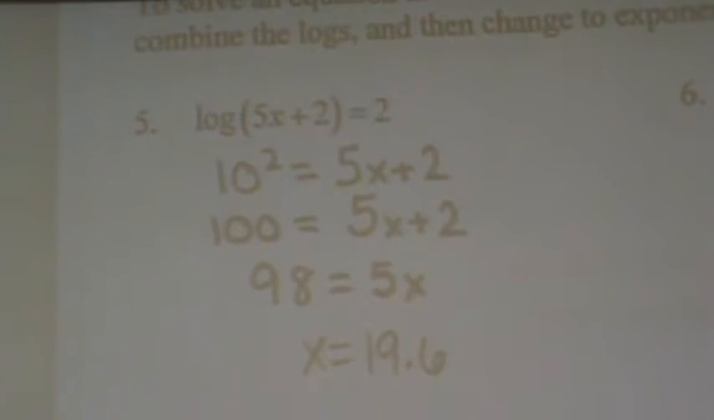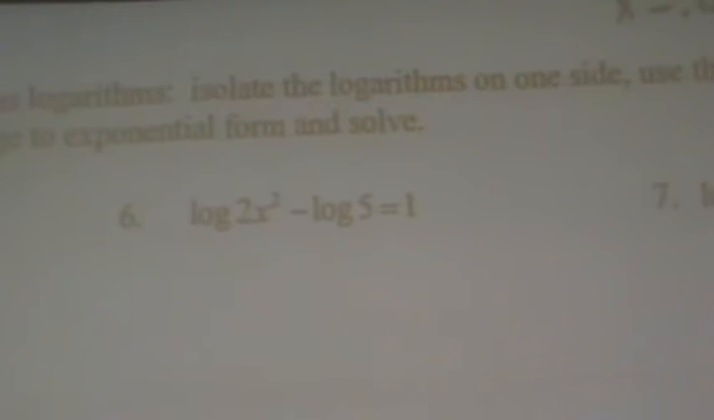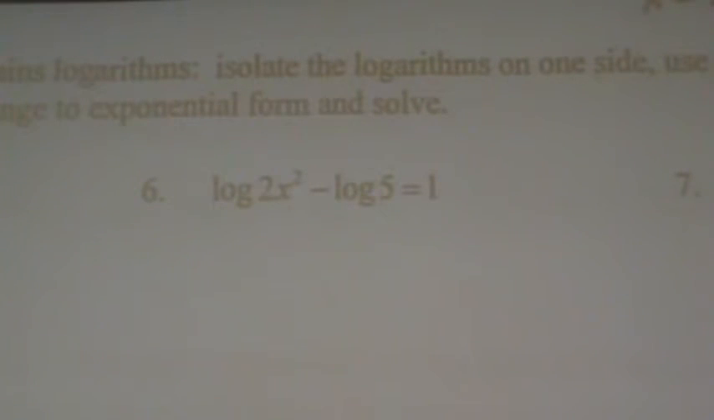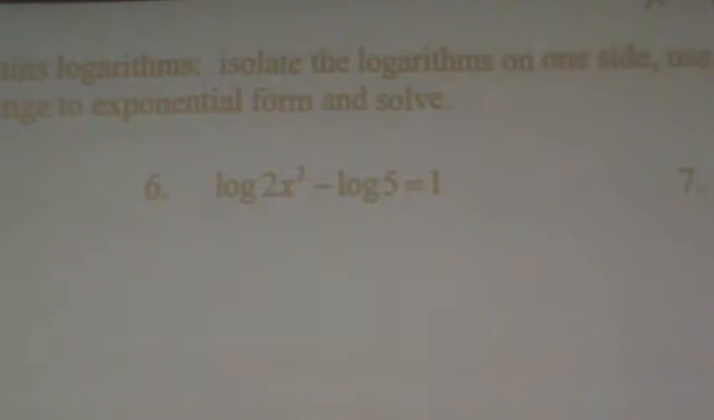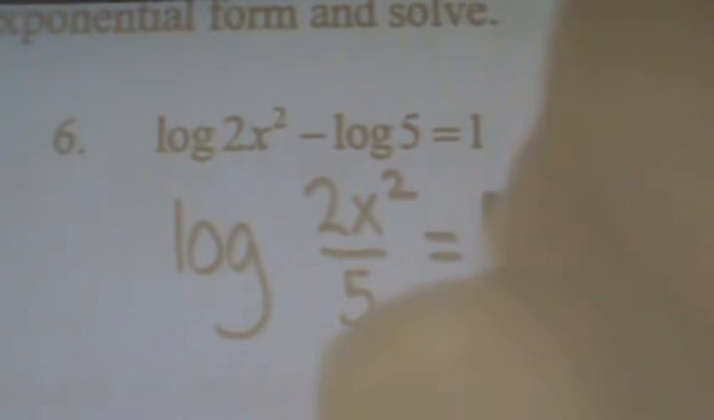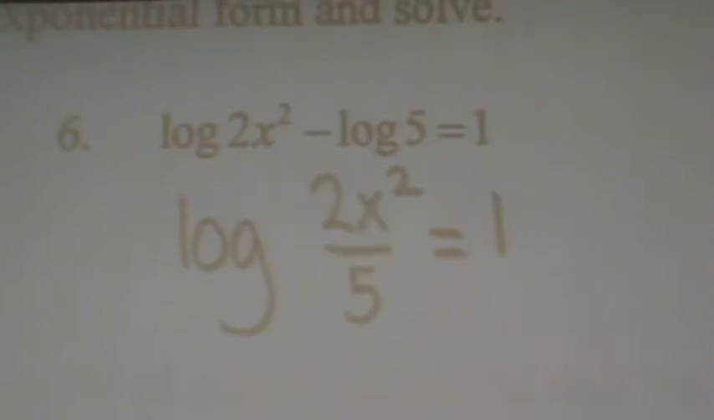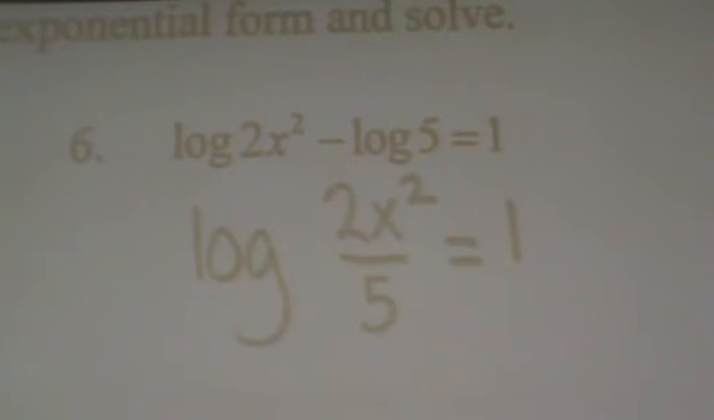Okay, number 6. Now we've got those properties that we learned yesterday. What property are we going to use for number 6 on the left side? It looks like a subtraction. You divide. So shrink, that's another tool you have in your box. You're going to shrink the left side. How do you shrink the left side? Log of 2x squared over 5 equals 1.